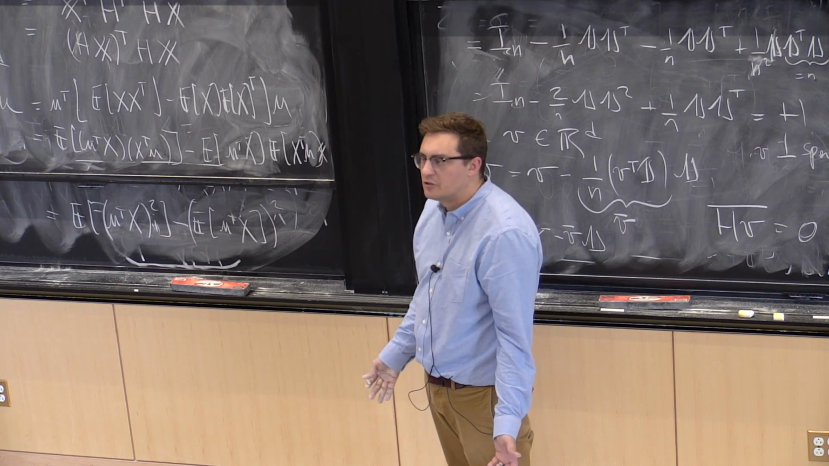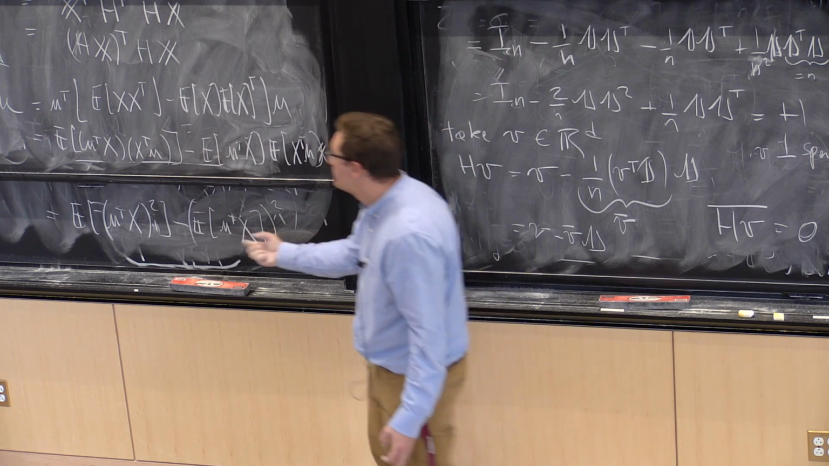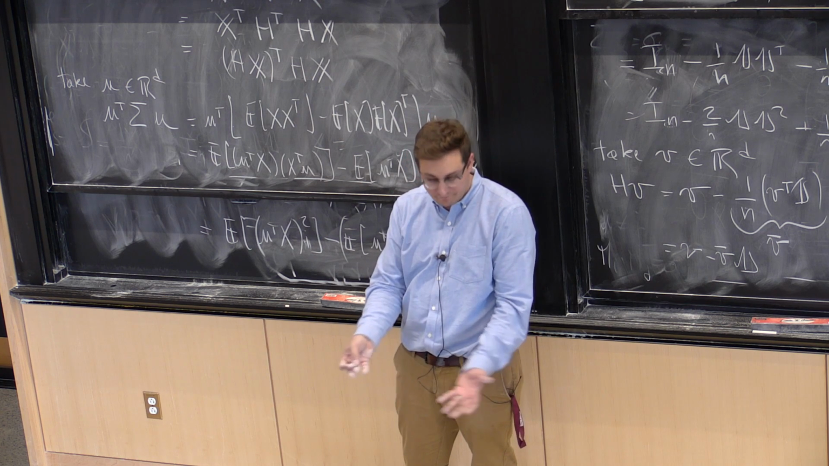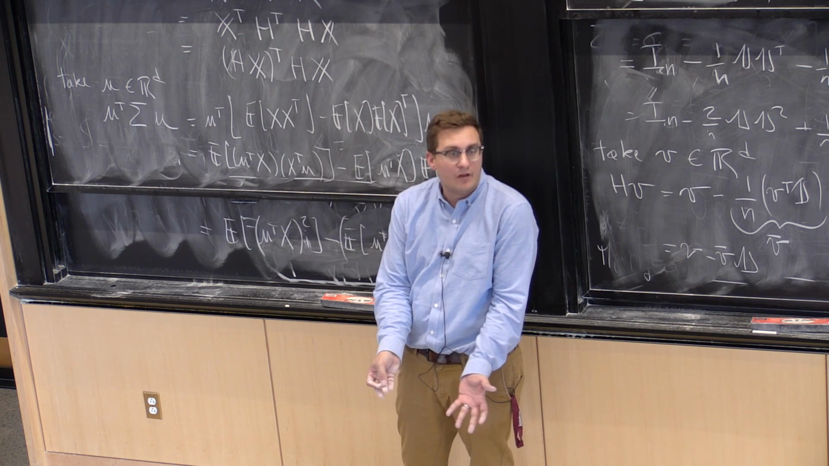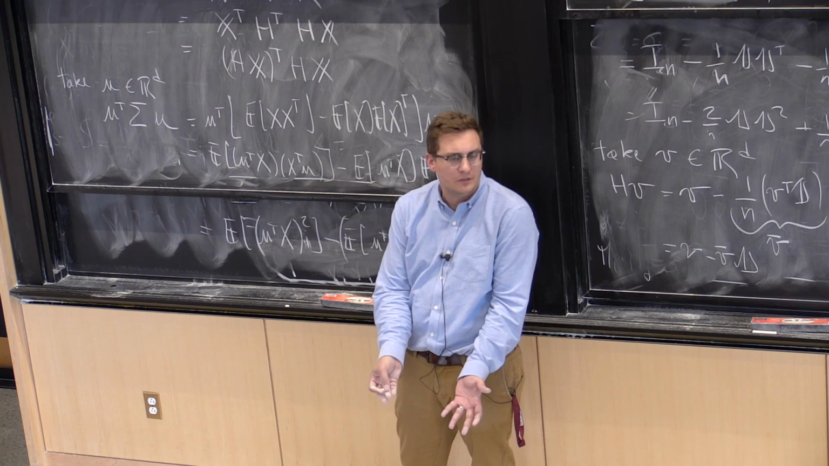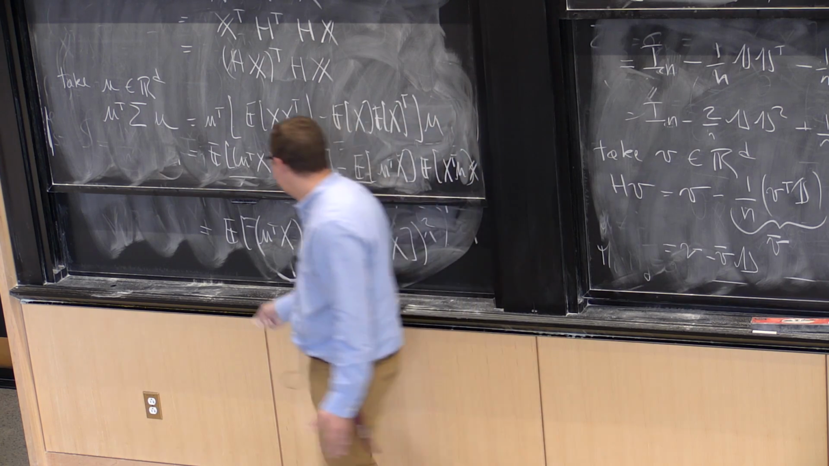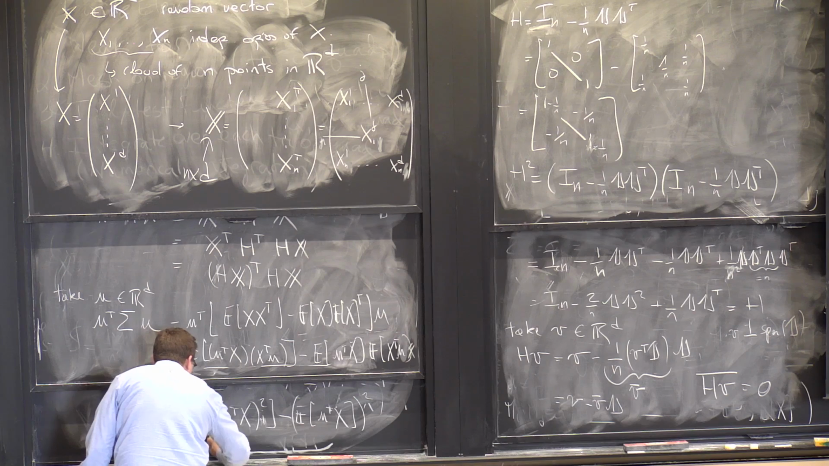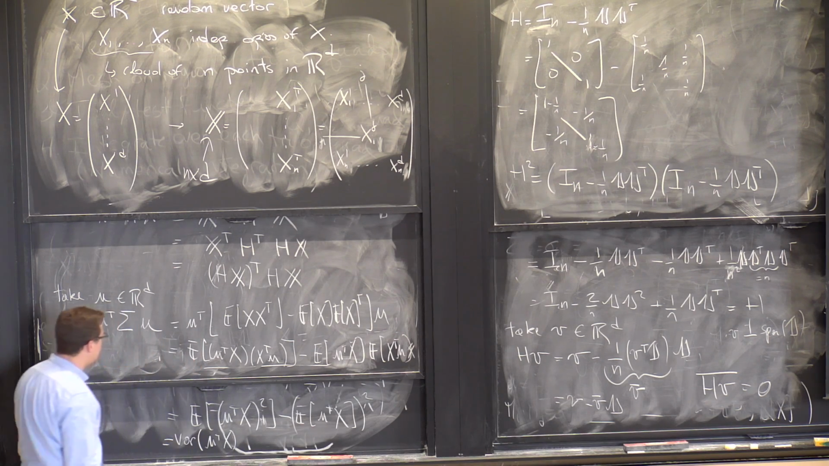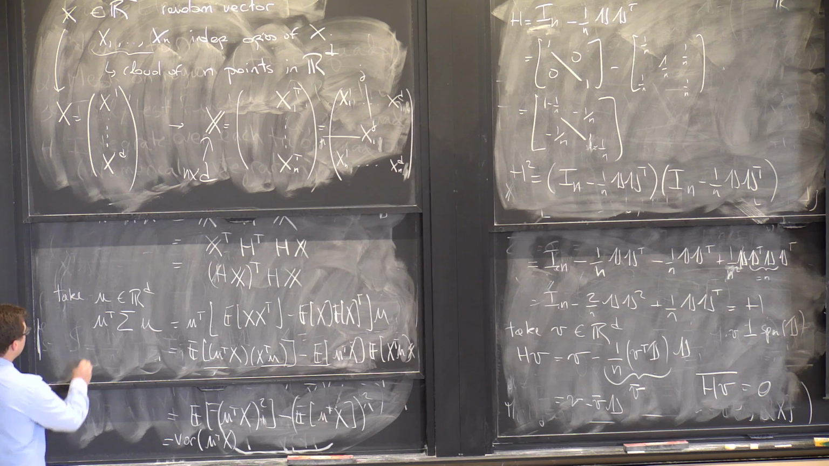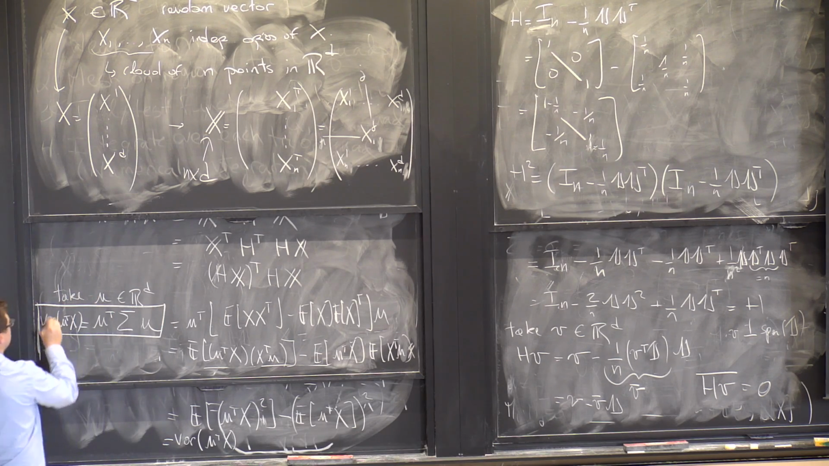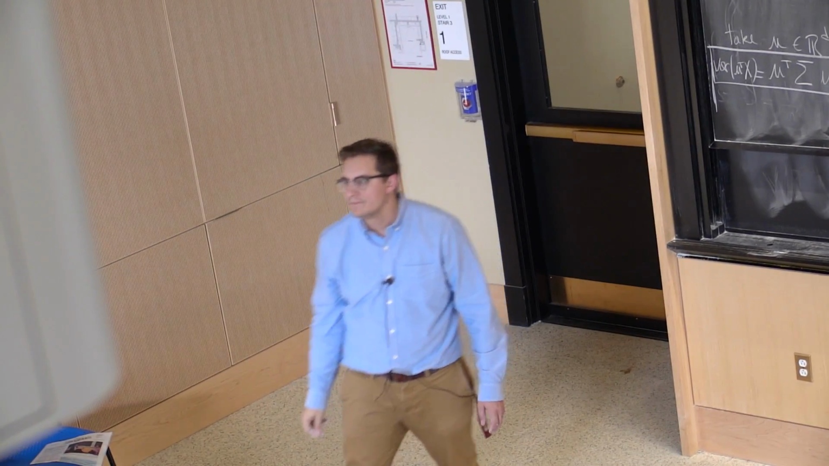But this is something that should look familiar. This is really just the variance of this particular random variable, which is of the form u transpose x. Right? u transpose x is a number. It involves a random vector, so it's a random variable, and so it has a variance. And this variance is exactly given by this formula. So what we've proved is that if I look at this, this is really just the variance of u transpose x. Okay?